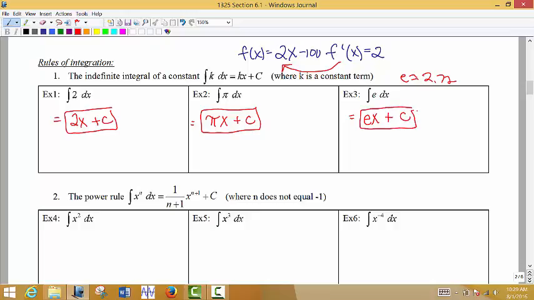Now, for all three of these, how could I check my answer? Well, all I'd have to do is take the derivative of this, and if I get just 2, or pi, or e, then I know that I've done it correctly. So I can always check my answer by taking the derivative and seeing if I get back what we had as the integrand.